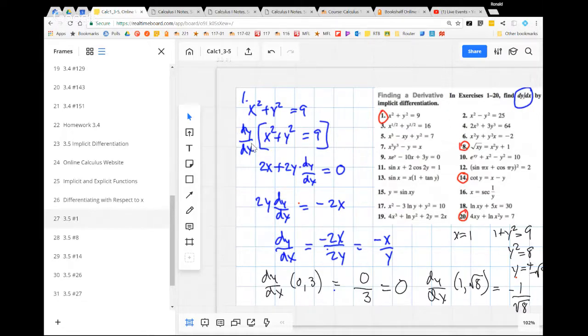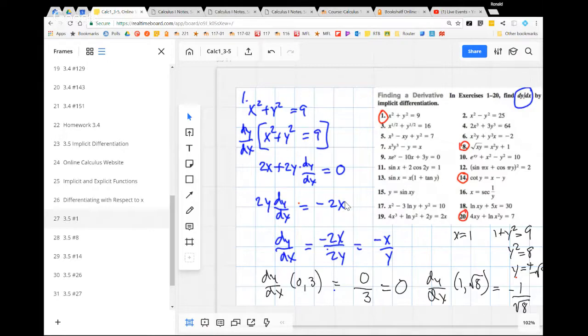So here we go. dy/dx, put the whole thing in brackets. The derivative of x squared is, of course, 2x. The derivative of y squared is 2y, and because it's a non-x variable, I have to use the chain rule and multiply by the derivative, dy/dx. And then on the right side, the derivative of 9 is 0.